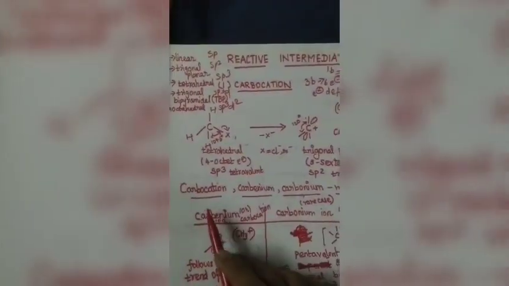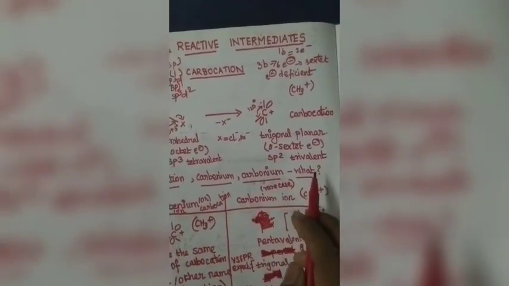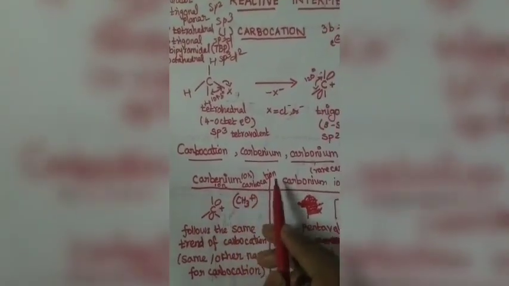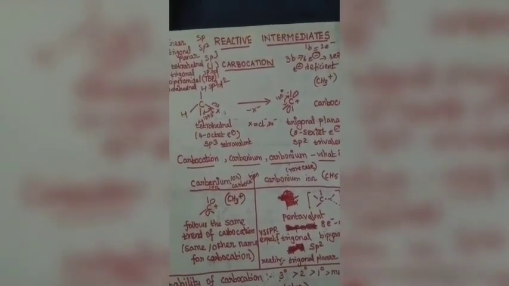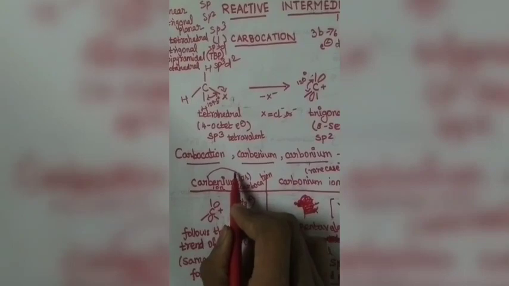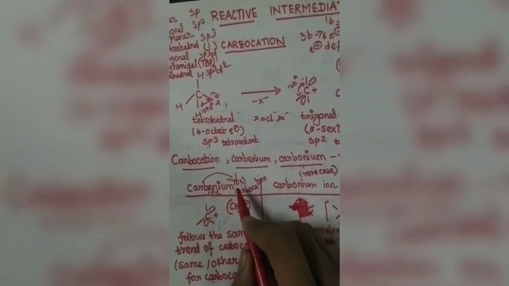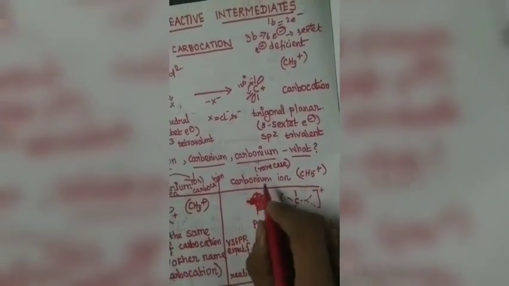Now we are going to discuss carbocation, carbenium, and carbonium. What are they? Are the 3 similar or different? Mostly carbenium, carbocation, and carbonium are the same, but we need to know the exact difference among them, because this is useful for higher studies. Carbenium or carbocation will contain CH3 plus, and the carbenium ion follows the same trend as the carbocation in every case. But carbonium will not be similar to carbocation in all cases. There will be exceptions for the carbonium ion.